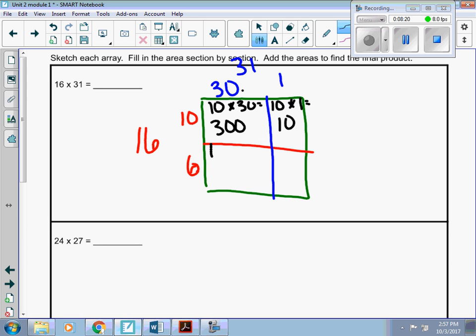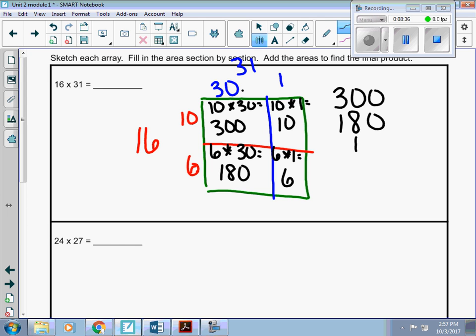On my bottom row, I have 6, and on top is the 30, so 6 times 30 is 180, and 6 times 1 is 6. And then we add up our parts. 300, 180, 10, and 6. And we end up with 16 times 31 is 496.